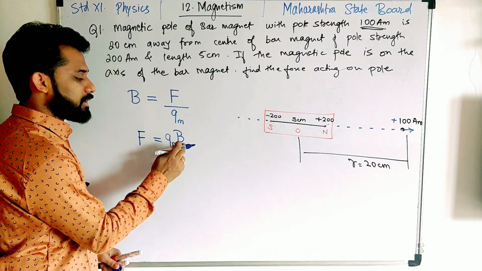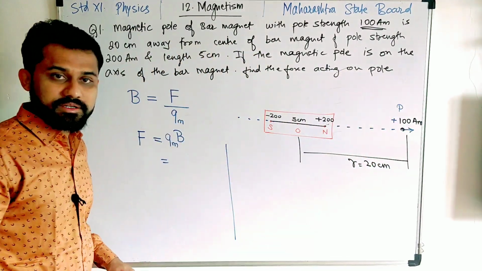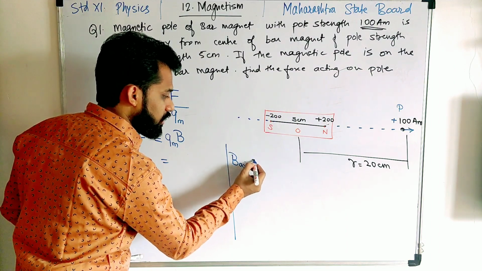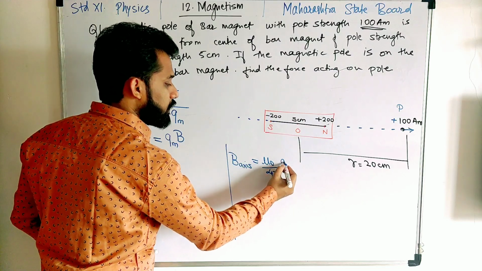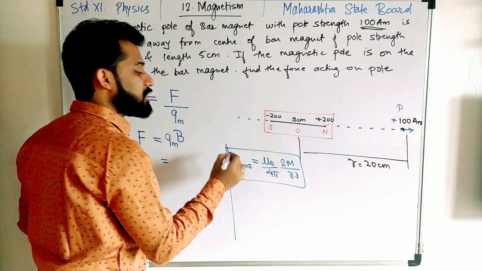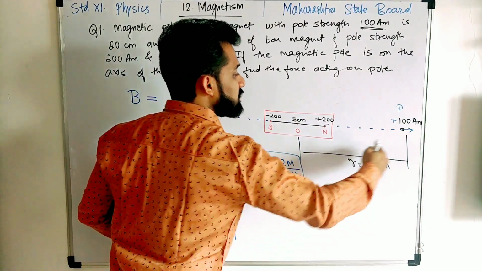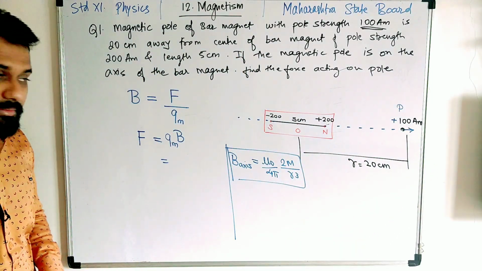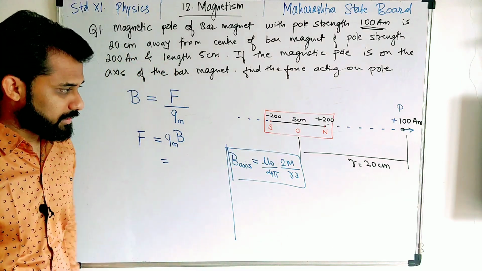So for that we need to calculate the magnetic induction at this point P. Let us say this is point P, which is the axial point. Magnetic induction on the axis of a bar magnet can be calculated as mu naught by 4 pi, 2m over r cubed. This is the formula for a short magnet. Since the magnet is short, only 5 centimeters, and the distance on the axis is 20 centimeters, which is large compared to the length of the magnet, we can use this formula for solving this numerical.